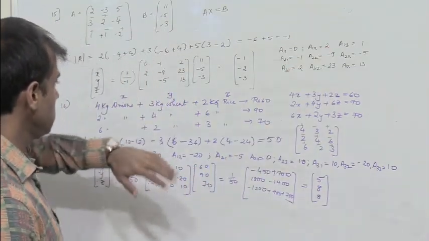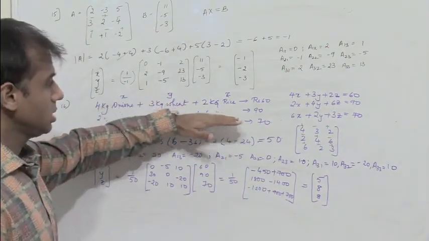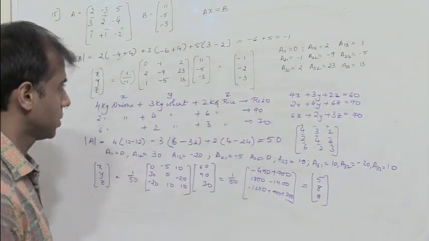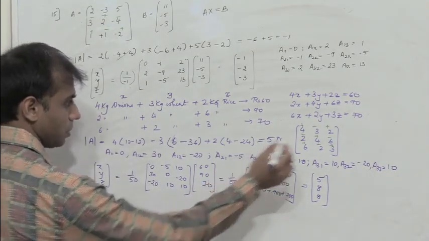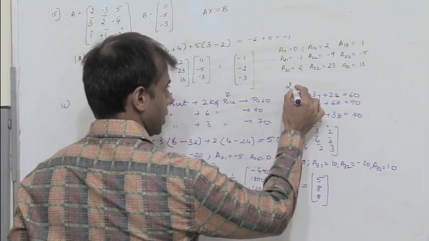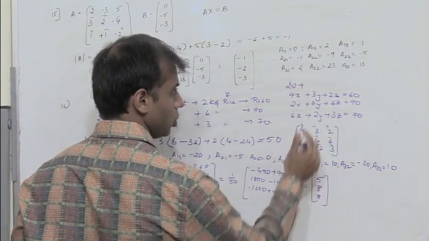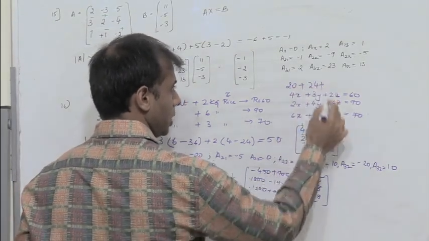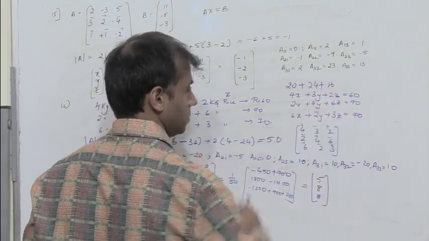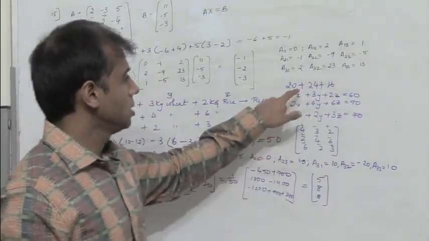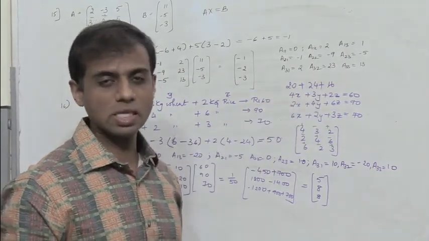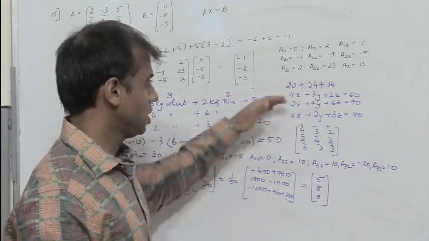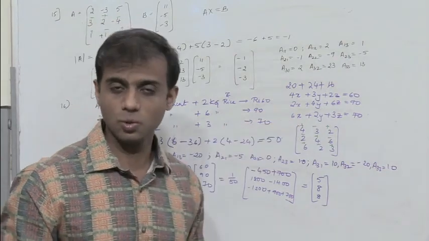So let's substitute the values here and let us check. So we have 4 into x, that is 4 into 5 is 20, plus 3 into 8 is 24, plus 2 into 8 is 16. Is it 60? So 24 plus 16 is 40, plus 20 is 60. So it satisfies the first equation and it would satisfy the other two equations also.